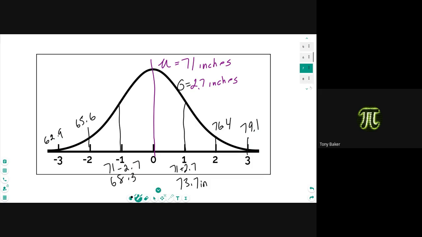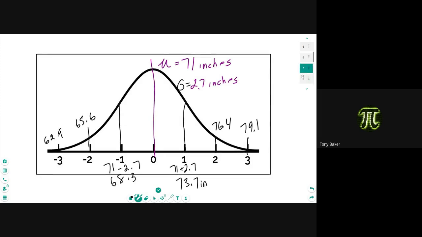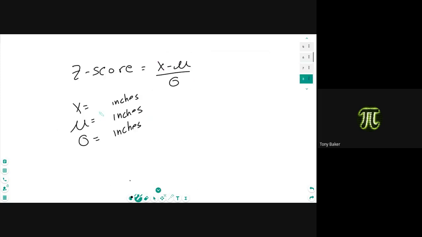So how many standard deviations would 80 be? Those numbers actually were Norway. Was it 71 point something or 71 exactly? I want 80 inches. So let's do my z-score to figure out where that's going to be. So I would do 80 minus 71 over 2.7.